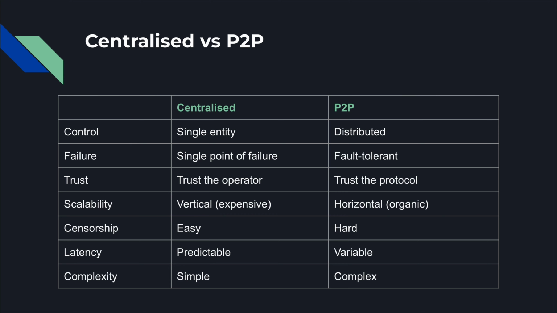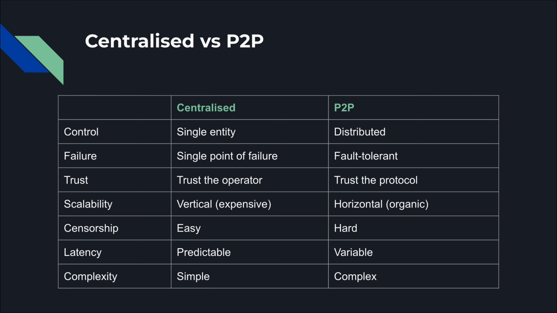But since the control is distributed in P2P networks, these networks are more fault tolerant than the centralized networks. In a centralized network, you need to trust the operator or the single entity operating the network. In P2P networks, you trust the protocol, which is the way the nodes will operate in the network, and this is hard coded in the client software. Centralized networks need to scale vertically, which is often expensive, whereas P2P networks scale horizontally, which is more organic.